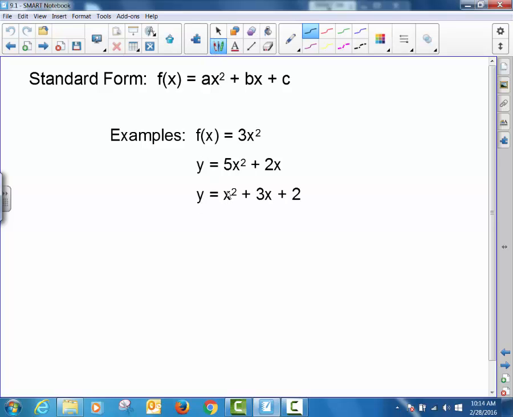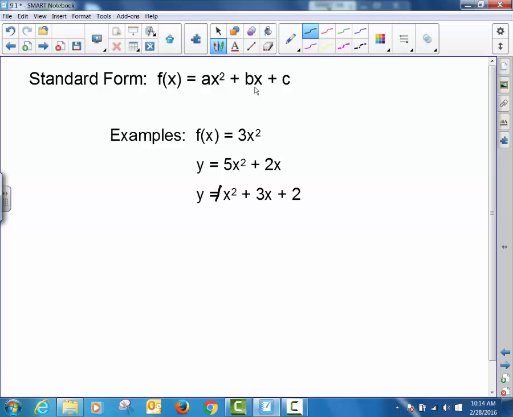In this case down here, what number is in front of this x squared? Yes, a 1, because if there's no number in front of when multiplication is involved, that means there's a 1 there. In this case, the a is a 5, and in this case, the a is a 3.